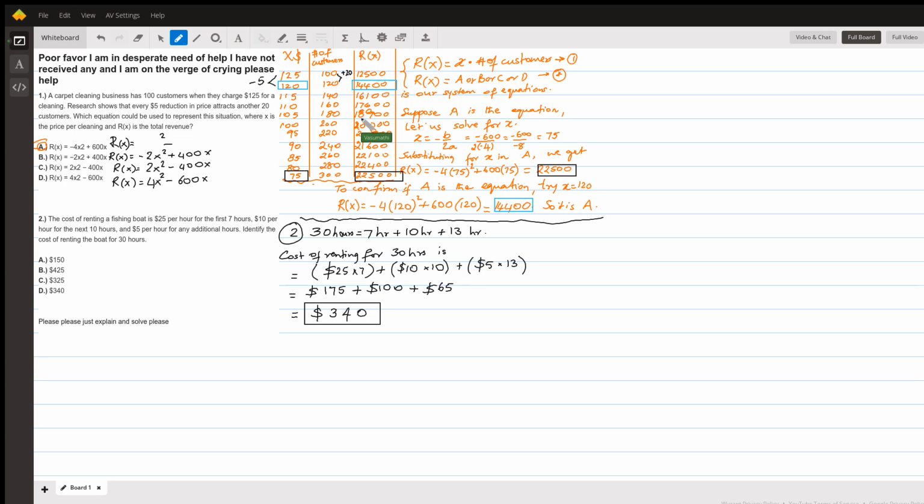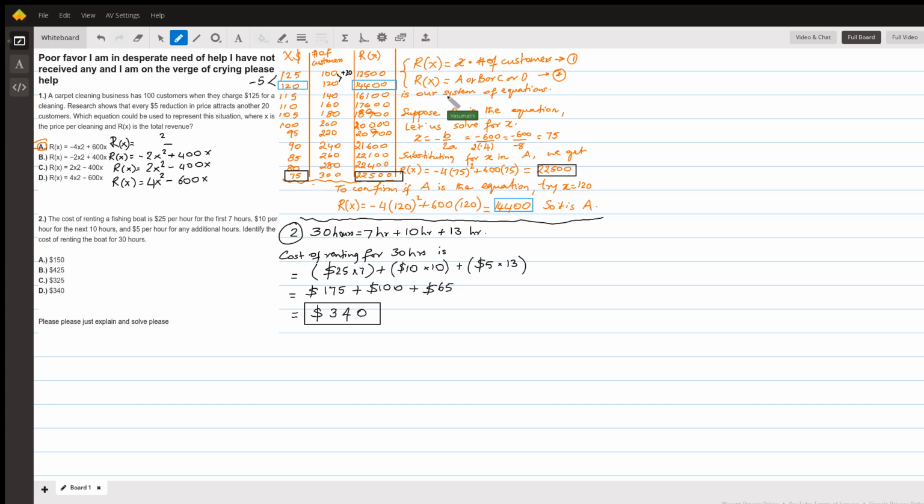Now, we are given four equations for revenue, and the task is we have to choose which one is the correct representation of the revenue based on the situation. That equation should hold good for the situation that for every $5 reduction in the price of cleaning, the business gains an additional 20 customers. Now, revenue can also be calculated by taking the cost per cleaning multiplied by the number of customers. So that's one equation. And the other equation for revenue could be any one of the four, either A or B or C or D.